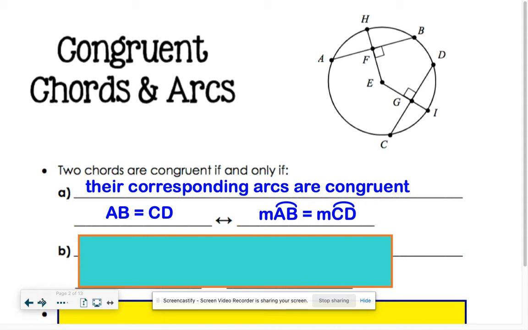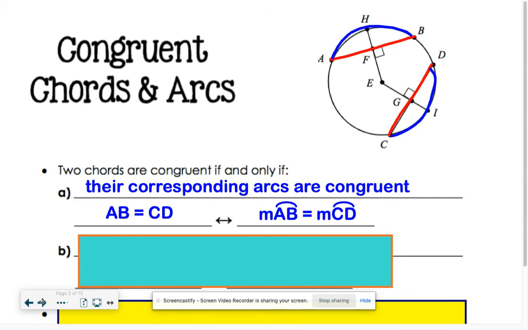So there's a lot of information we're going to go over in this little bit here. So let's just break it down. This first bullet says two chords are congruent if and only if their corresponding arcs are congruent. So what does that mean? Let's look at our picture here. So they're saying AB, this is a chord, and CD are congruent. They're the same measure or length if and only if their arcs are the same.